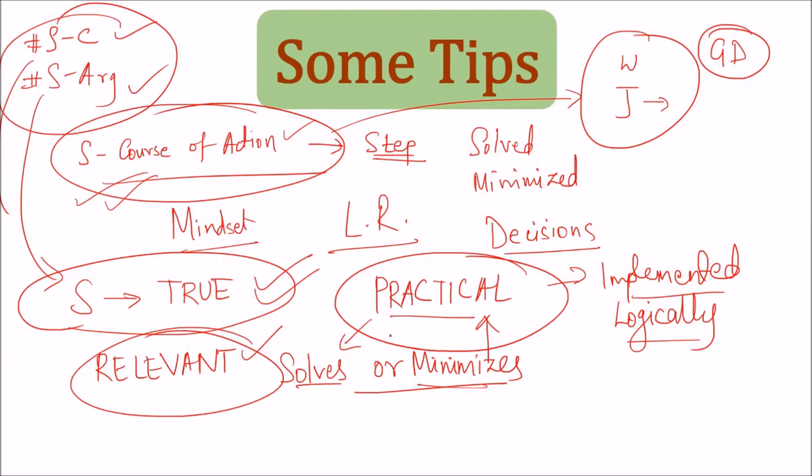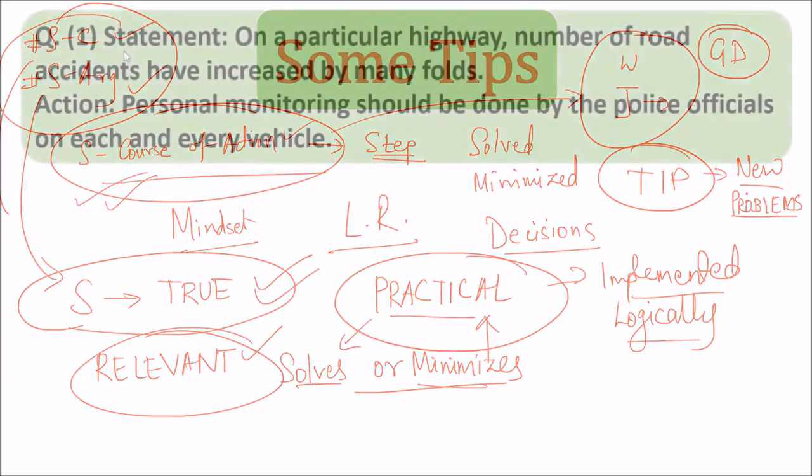Now another very important tip: while choosing the practical solution or practical action, make sure that the action does not give birth to new or other problems. So it should be a solution in itself, it should not give birth to new problems. We will take a look at an example that will explain what exactly we mean by should not give birth to other problems. Okay, let's see the example so you will understand in a better manner.